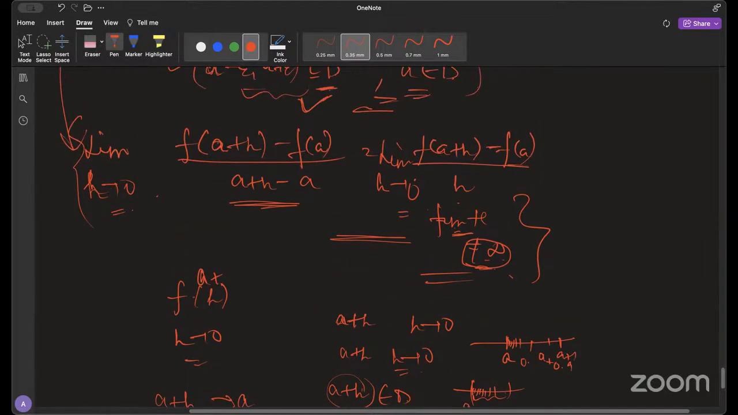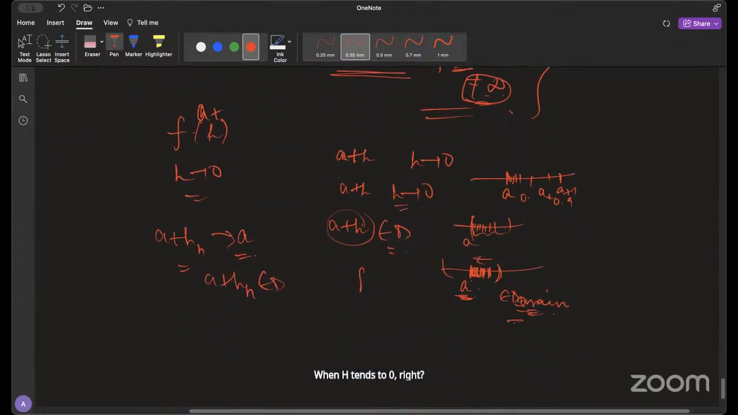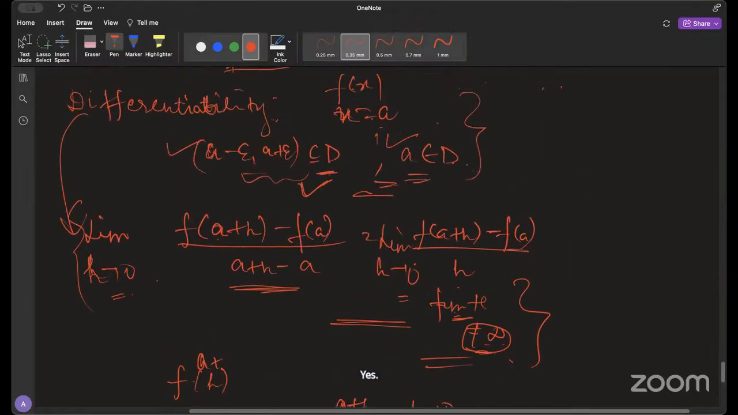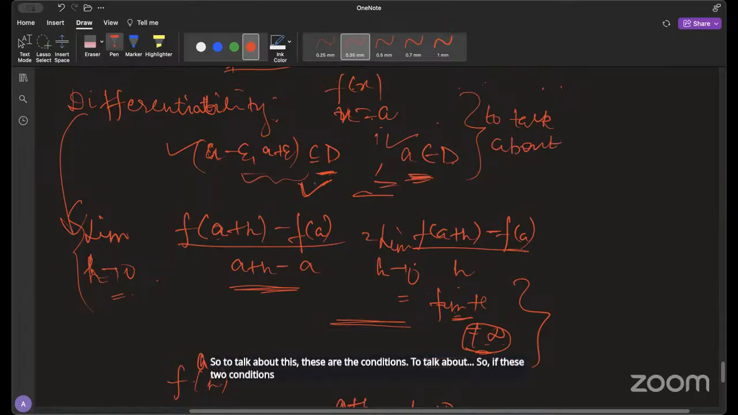And you want it here. Consider this as a sequence that tends to a when h tends to 0, right? Is it clear? Yes. Okay. So these are the conditions to talk about differentiability. If these two conditions do not hold, then you do not talk about differentiability at that point. Is that okay?